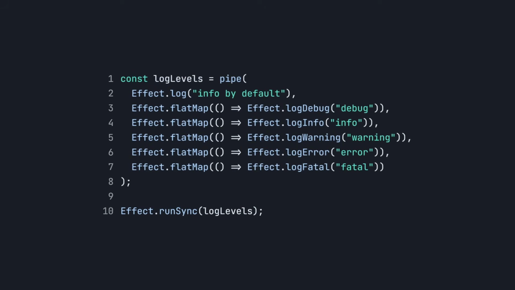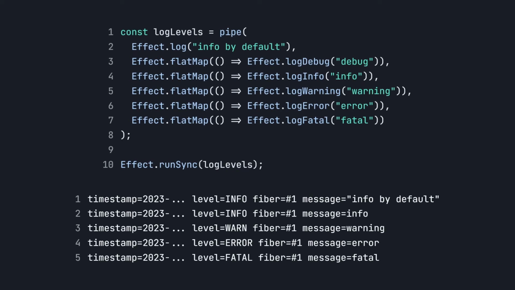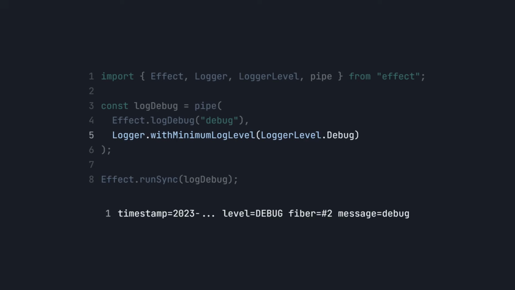Effect has different log levels that can be used to categorize your logs. You may notice that the log debug call was not printed to the console, and this is intentional. By default, all debug logs are not printed. Using the with minimum log function from the logger module, we can manually adjust this setting. In this case, we can lower it to show debug logs, but you can also choose a higher minimum level as well.